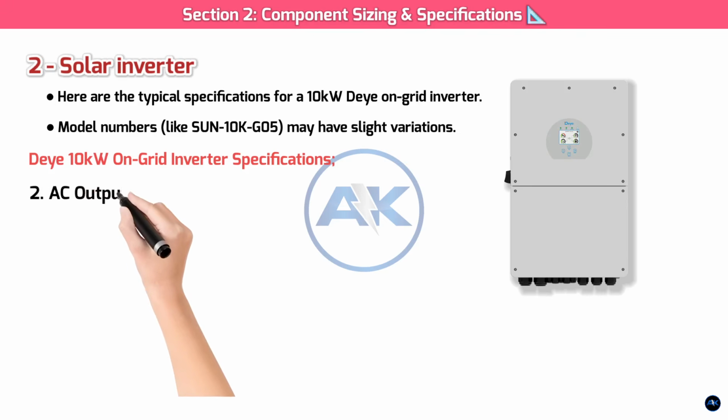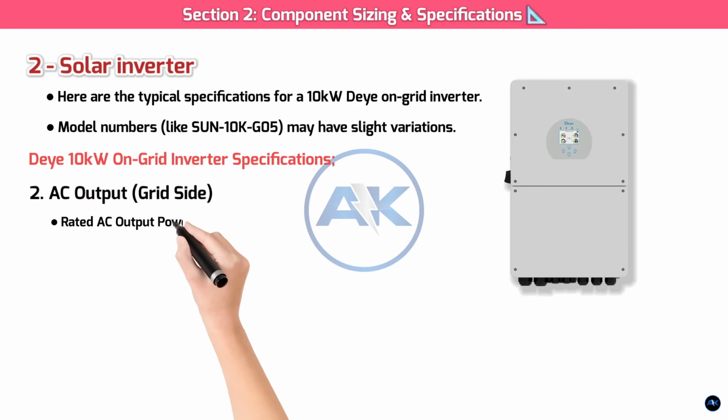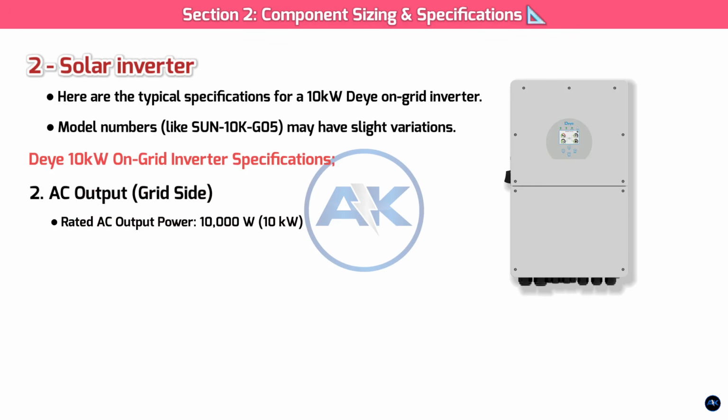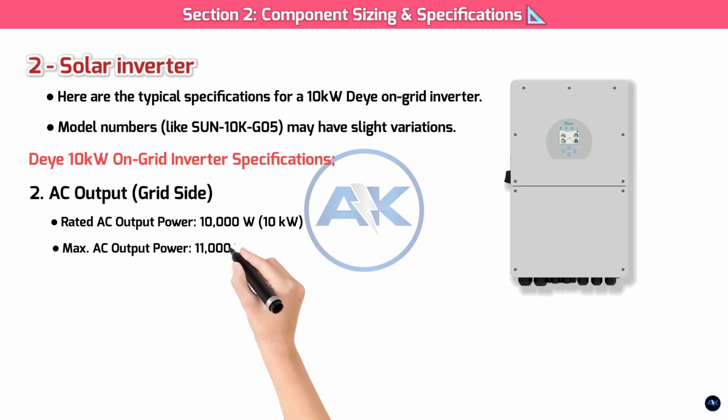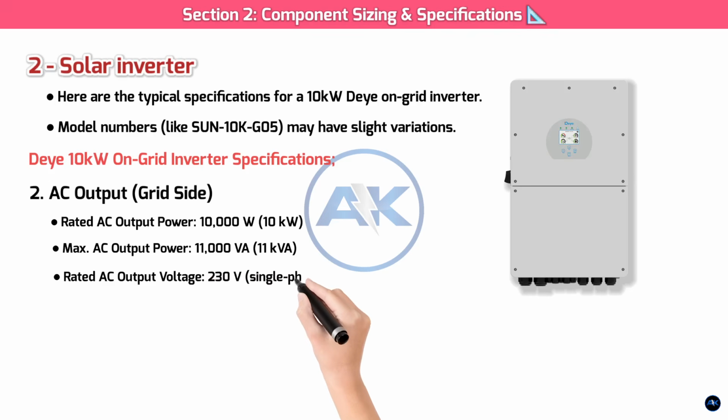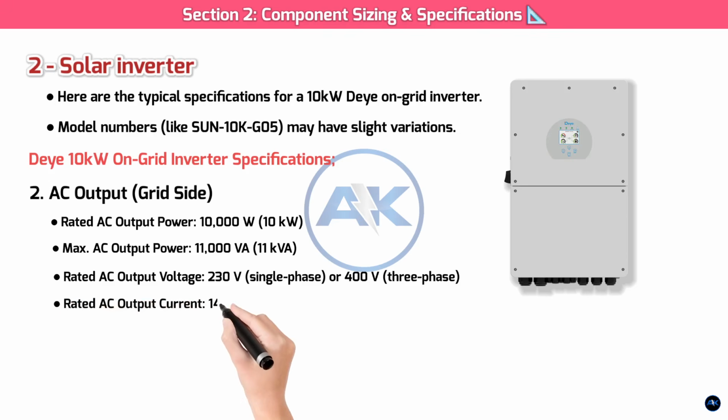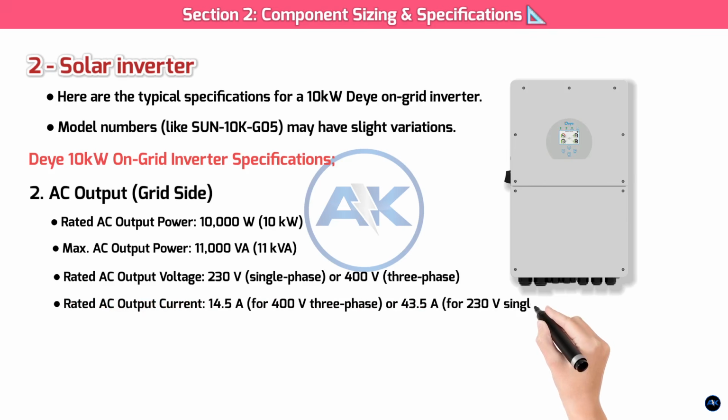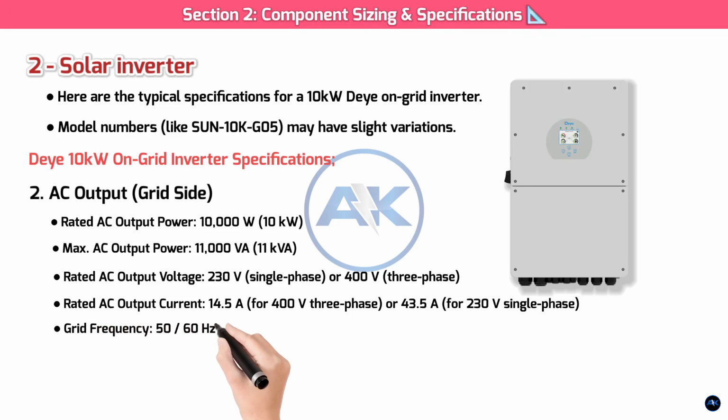2. AC output, grid side. Rated AC output power 10,000 watts, 10 kilowatts. This is the maximum amount of power the inverter can deliver to your home and the grid. Maximum AC output power 11,000 VA, 11 kVA. Rated AC output voltage 230 volts single phase or 400 volts three phase. The specific model will be either a single phase or three phase unit, so check which one is right for your grid connection. Rated AC output current 14.5 amps for 400 volts three phase or 43.5 amps for 230 volts single phase. Grid frequency 50 Hz, 60 Hz.